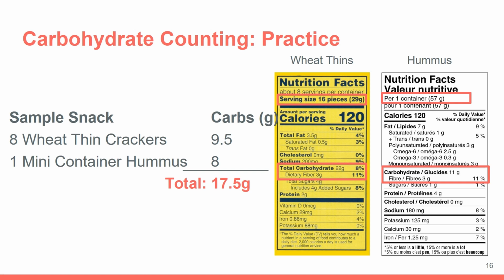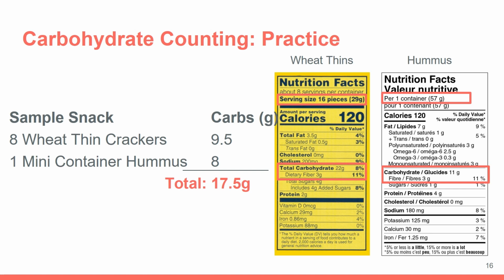We also have to remember to subtract fiber from the total carbohydrates. Once again, since we are only consuming half the serving size, we will only subtract half the amount of fiber listed, which would end up being 1.5 grams. So we will take 11 grams of total carbohydrate and subtract 1.5 grams of carbohydrate, which gives us 9.5 grams of available carbohydrate from the crackers.